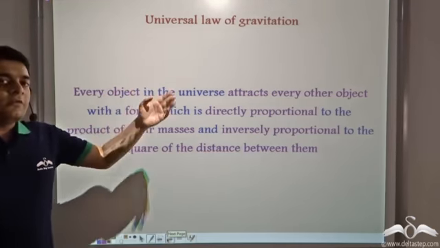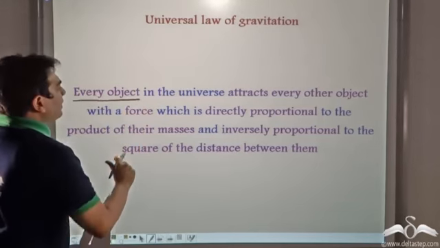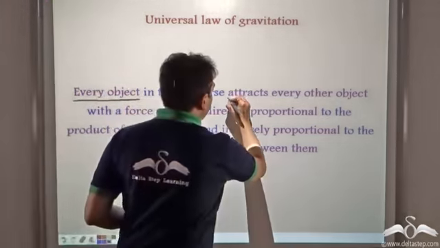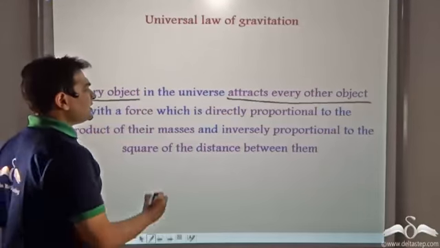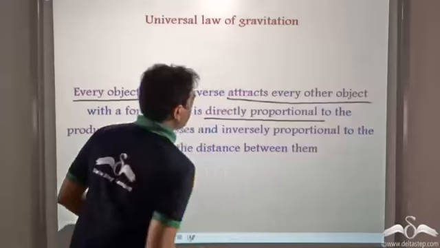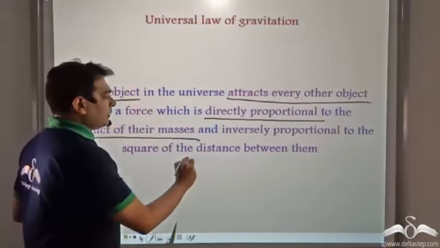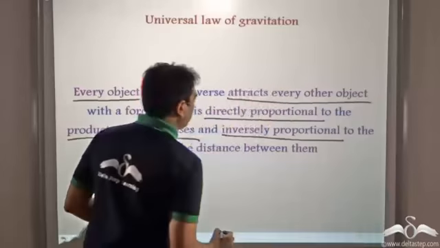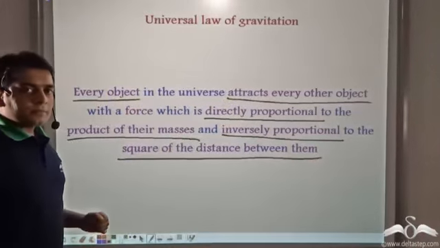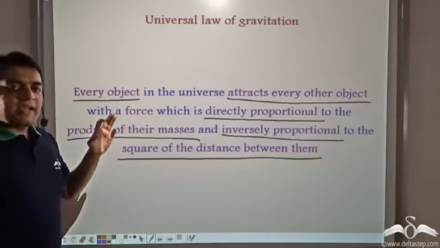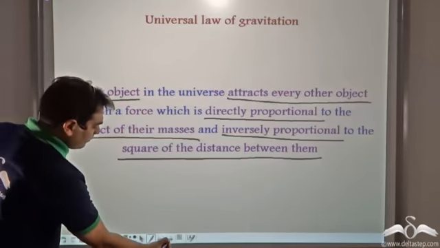The universal law of gravitation states that every object in the universe attracts every other object with a force which is directly proportional to the product of their masses and inversely proportional to the square of the distance between them. So let us try and understand this law mathematically.